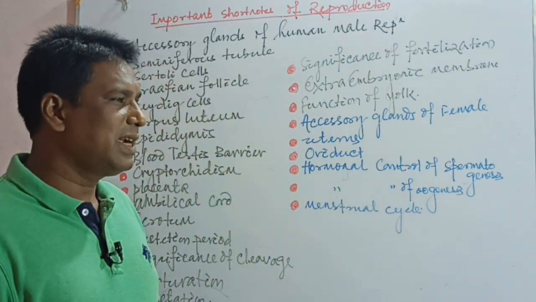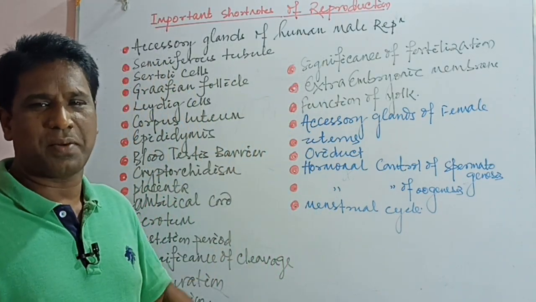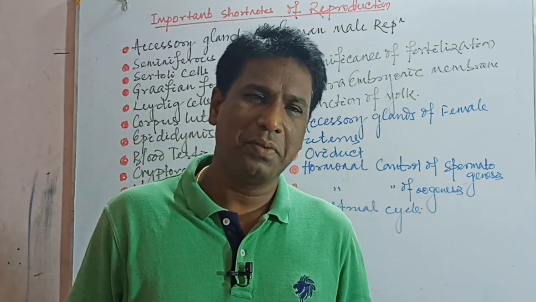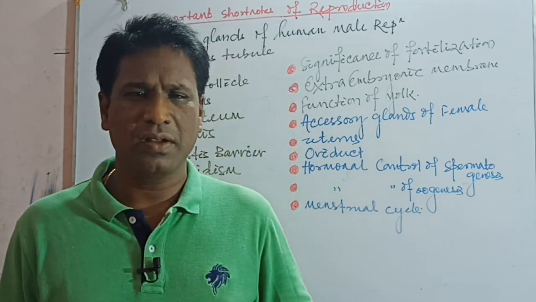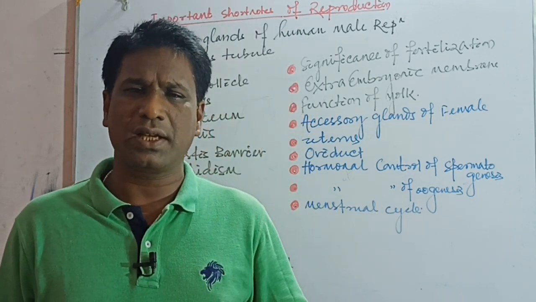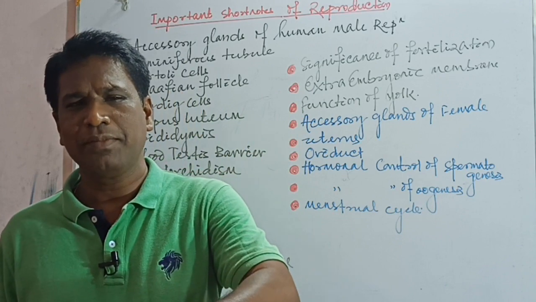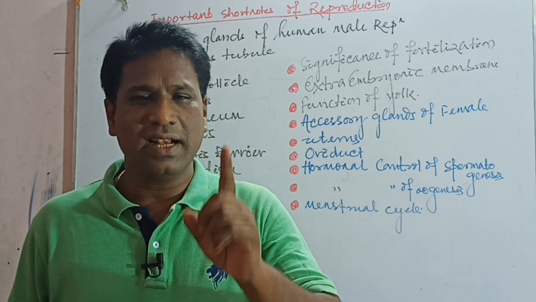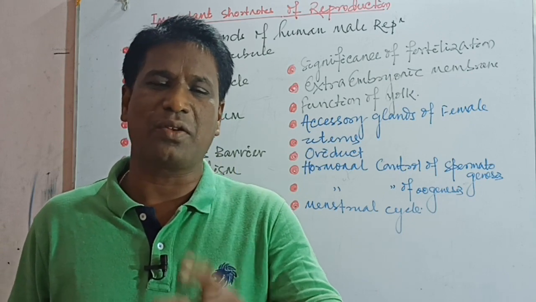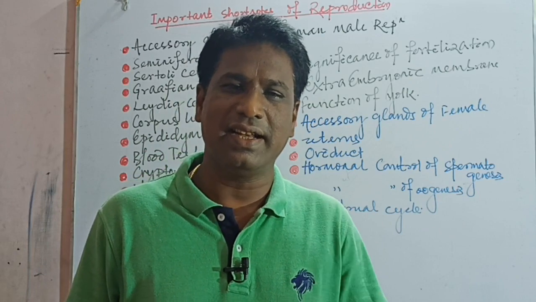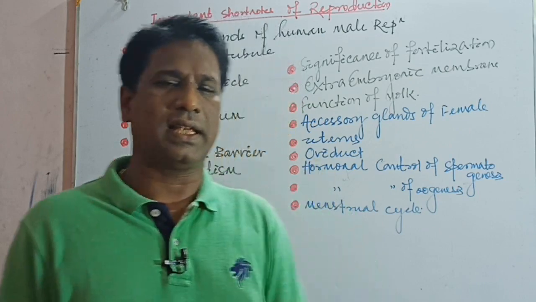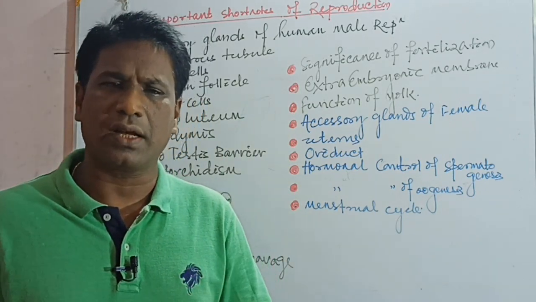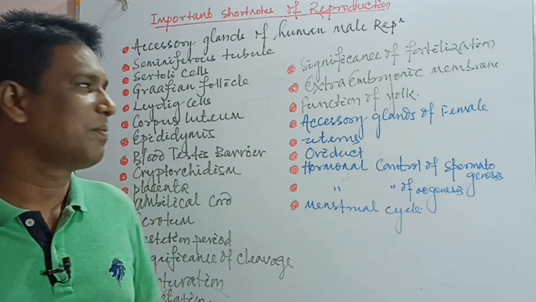So Leydig cells are stimulated by LH of the anterior pituitary. LH, the gonadotropic hormone of the anterior lobe of the pituitary gland, acts upon the Leydig cells, and it is also called interstitial cell stimulating hormone as it stimulates the Leydig cells or interstitial cells. So its important function is to secrete the hormone testosterone, the male androgenic hormone.